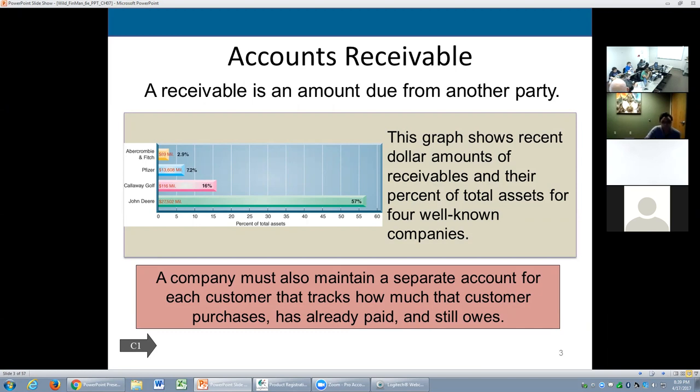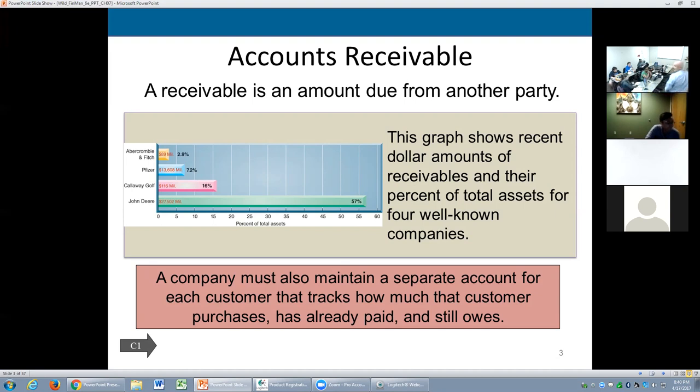What do you notice as we transition from Abercrombie to Pfizer to Callaway into Deere? It increases. It increases, but what about the company type? One's like clothing. We start out with a merchandise company having a smaller 2.9%, then we move into a pharmaceutical. And then you're going to start to go into resellers of more physical items. I also want to point out, look at the ticket items. Who do you think issues the largest ticket items? John Deere.